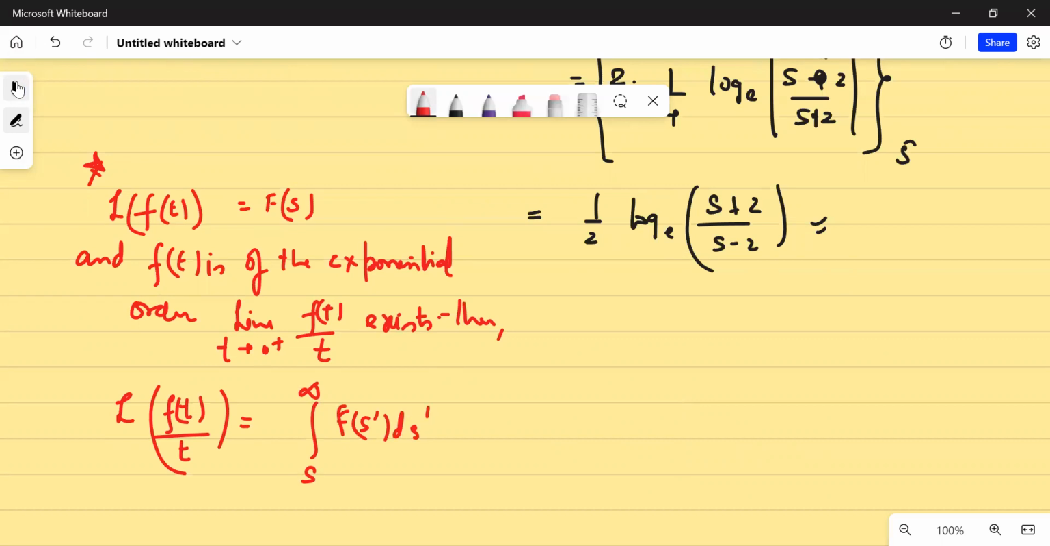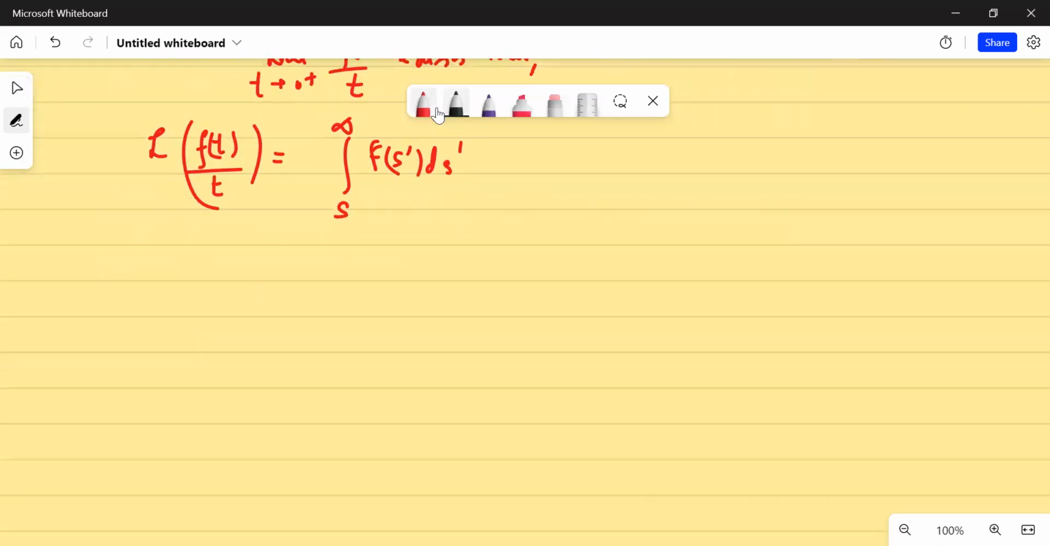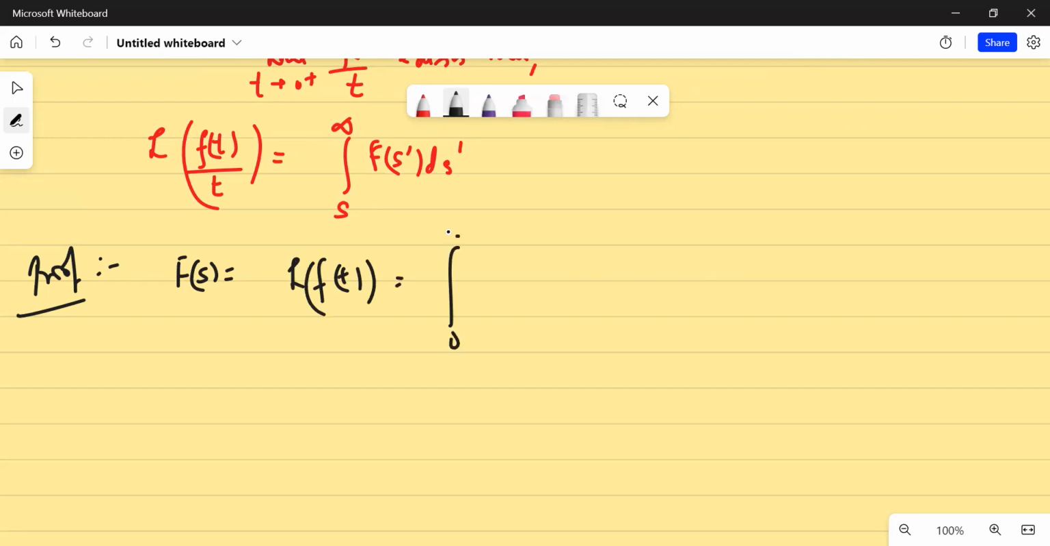So how to see all these things? See, for example, I already know, I have not given the proof initially. Now I'm giving you a little bit of proof. So I know that my F(s) is what? F(s) is Laplace transform of your f(t). And what is Laplace transform of f(t)? It is 0 to infinity e to power minus st f(t) dt, right?